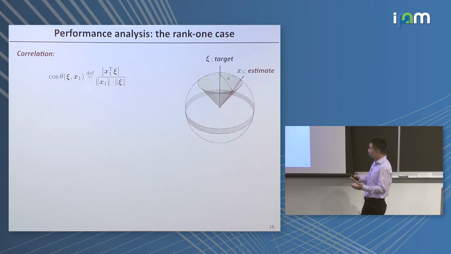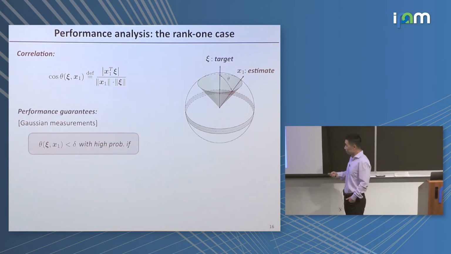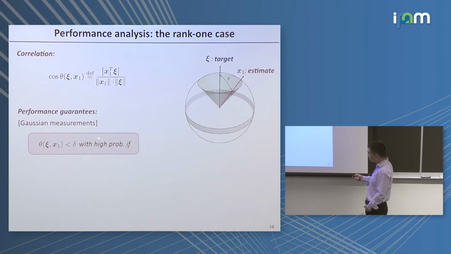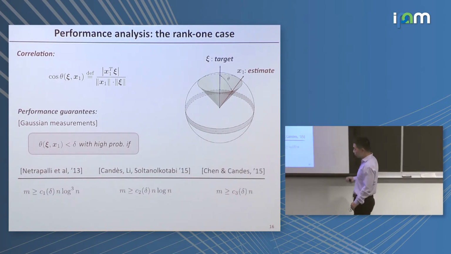Performance analysis. This is a very simple method, but we want to understand its performance. The typical way to characterize performance is alignment between the target and the leading eigenvector. We can think about the angle, and there are a few earlier works analyzing the performance. Ideally, what they showed is that the angle between the true direction and the eigenvector can be made arbitrarily small with high probability if you have enough measurements, and this is a progression of results in the literature.